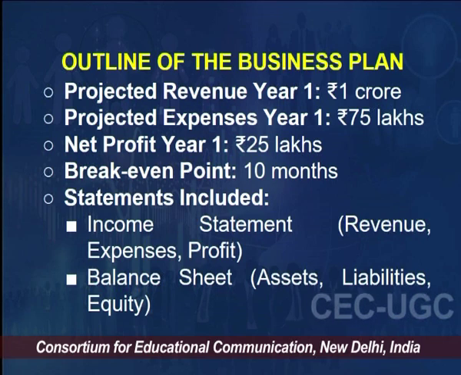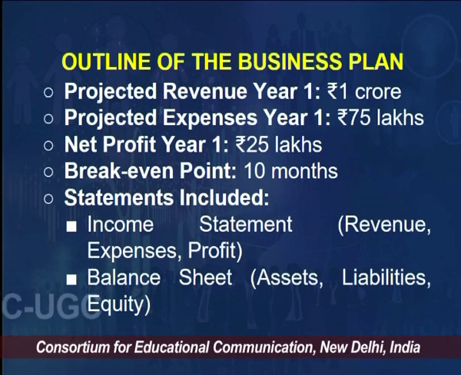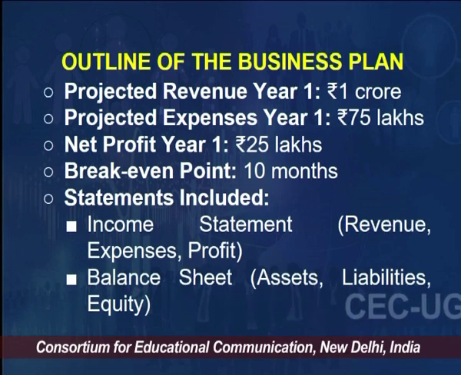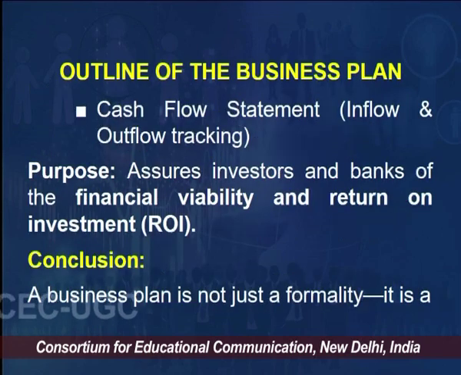The statements included the income statement, that is the revenue, expenses, and the profit. The balance sheet, that is the assets, liabilities, and equity. The cash flow statement, which shows the inflows and the outflows tracking. What is the purpose? It assures the investors and the banks of the financial viability and the return on investment, that is ROI.